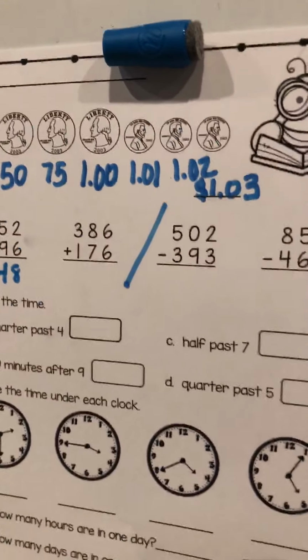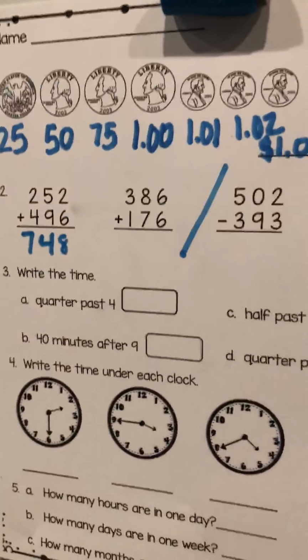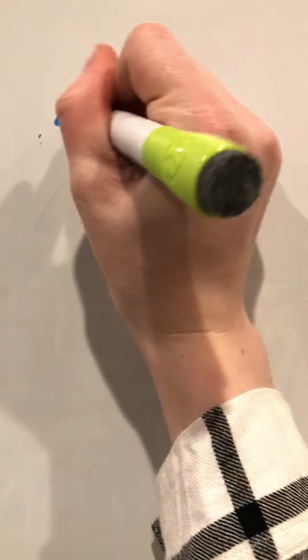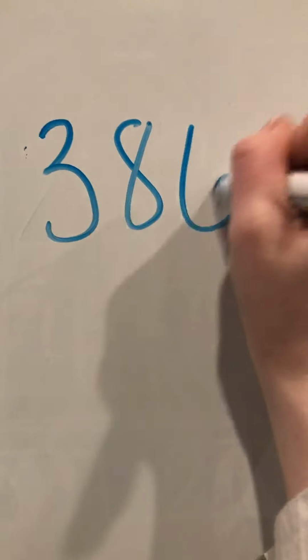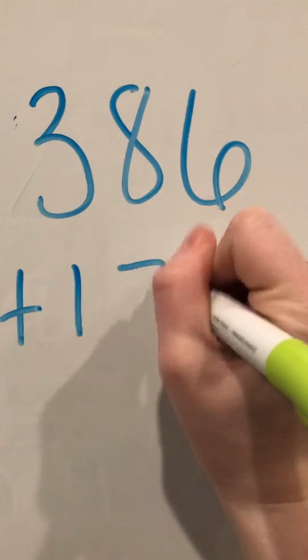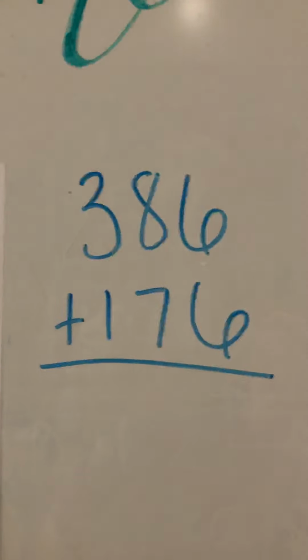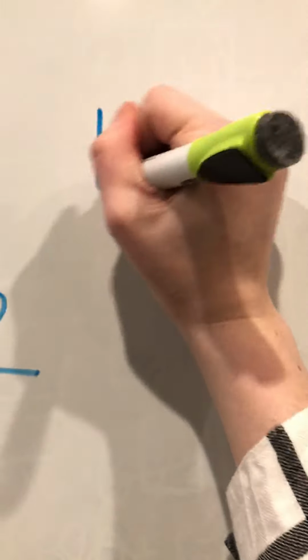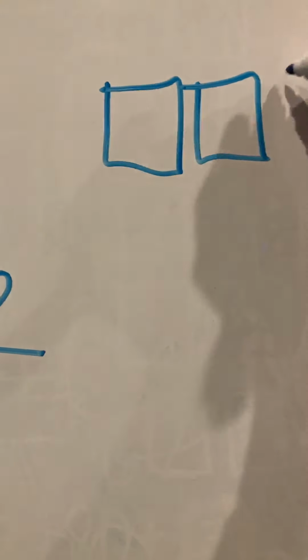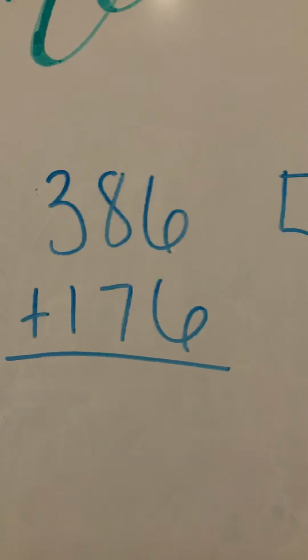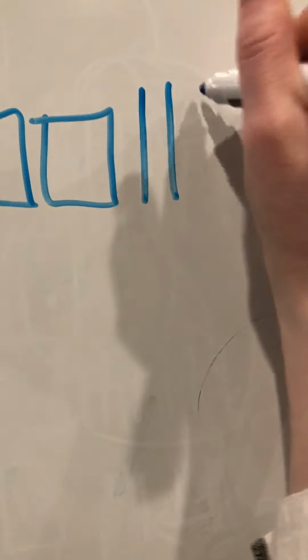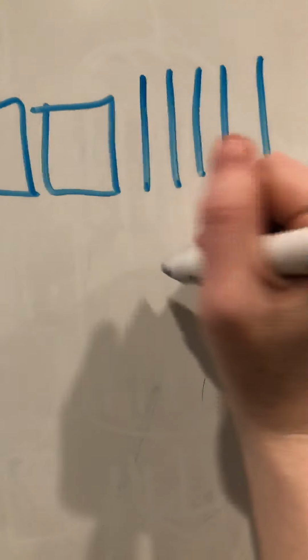Now we can do 386 plus 176. So I'm going to come back over here and I'm going to write it out over here because I have more room to show my work. We want to make sure we're always showing our work. And I'm still going to draw pictures. So I'm going to start with our 3 100s. And then we have our 8 10s. So we're going to draw our 8 10s. 1, 2, 3, 4, 5, 6, 7, 8.